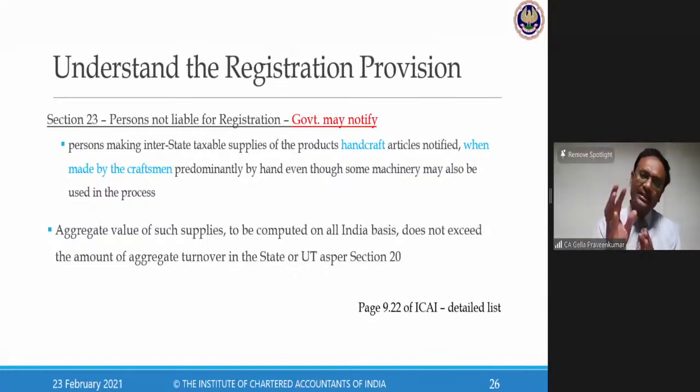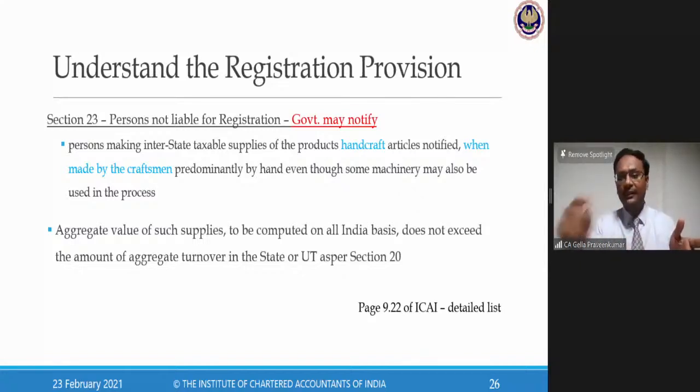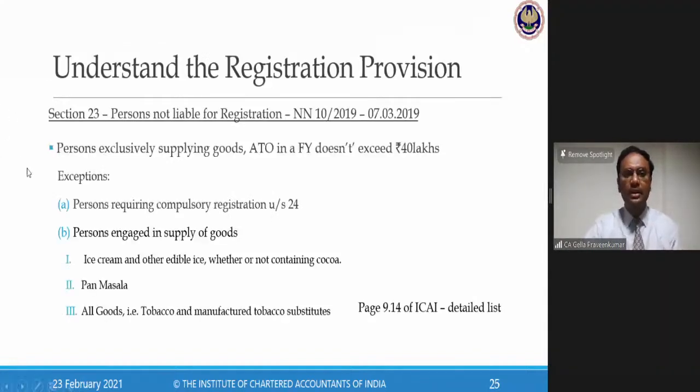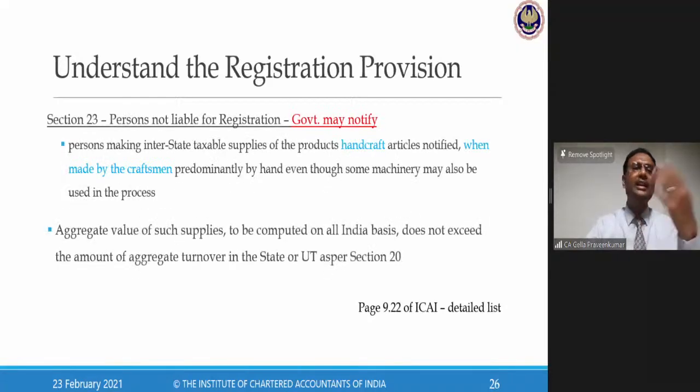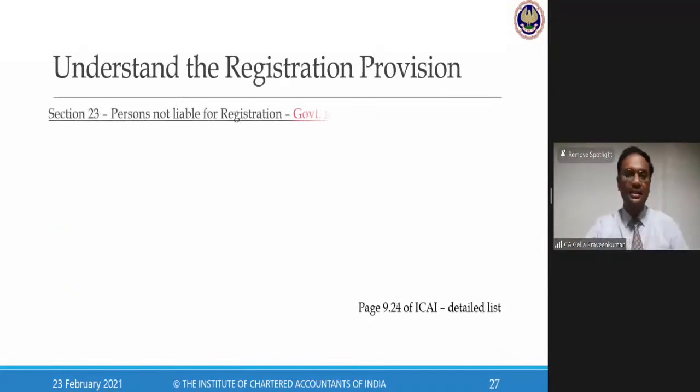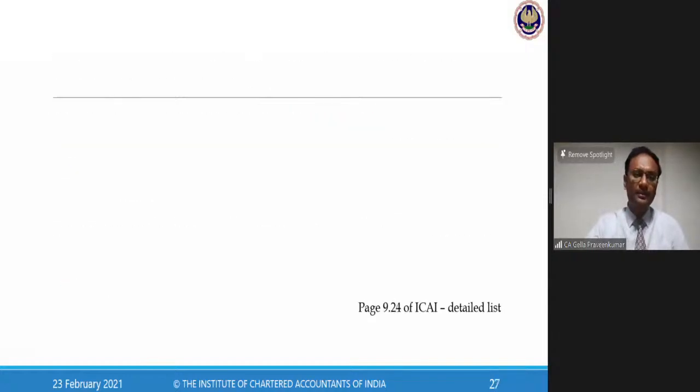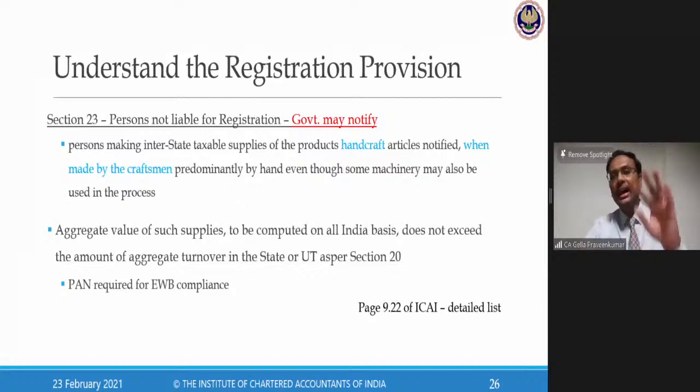So it is a policy decision where the government has given the benefit of this threshold limit. All along we have been talking about supply within the state. Now this is one exception where you can make a supply outside the state. If I go back to my previous slide, you can see the term exclusively supplying goods within the state. Now if I make an interstate supply of handcraft products, even then I can continue to enjoy the benefit under Section 23. This is what we need to keep in mind. Now for the purpose of e-waybill, if I don't have a GST number, I can use my PAN number.